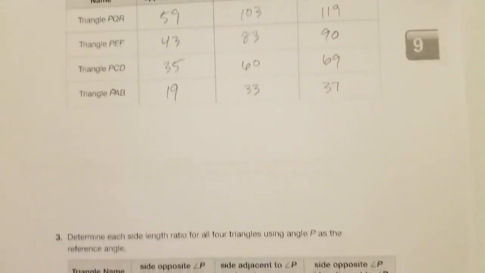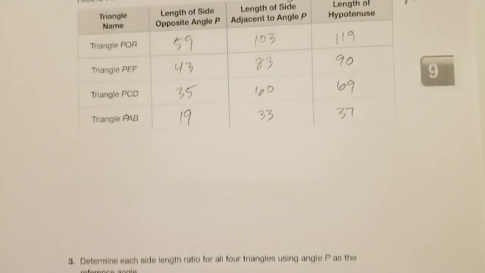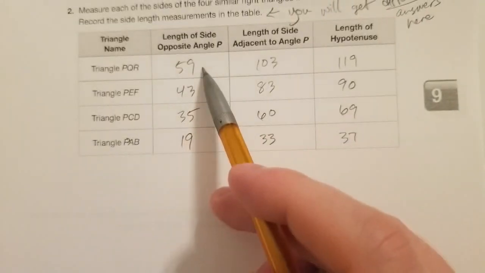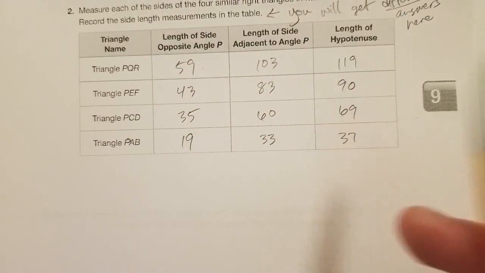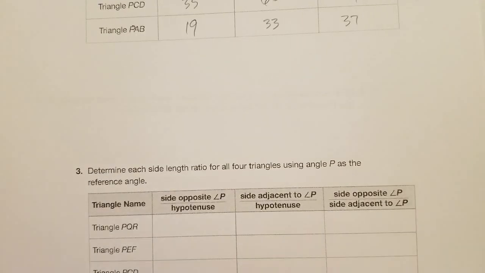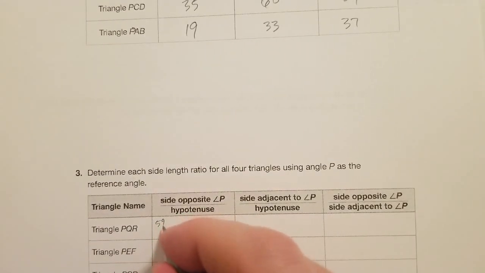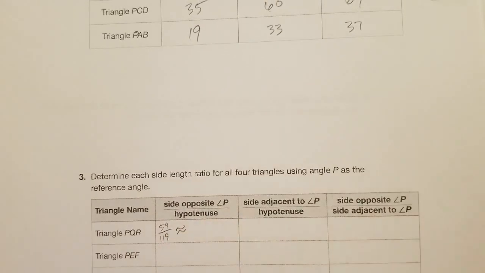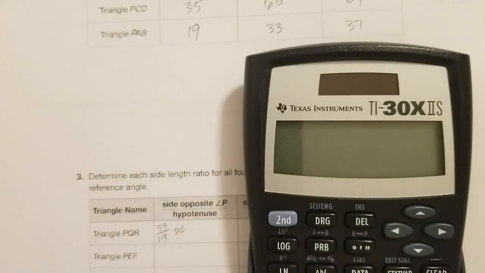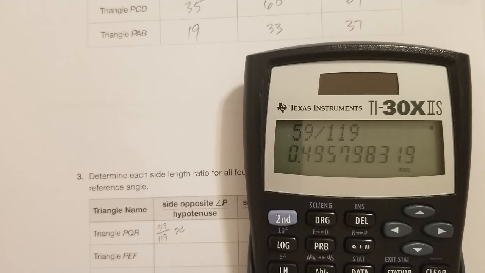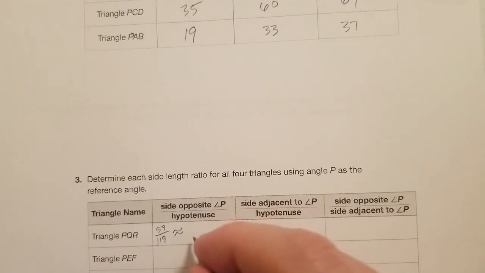Okay, so now I'm going to start dividing stuff. So I want to do the opposite divided by the hypotenuse. So I want to do 59 divided by 119. So let's do that on a calculator. And remember, you're getting different answers because you're plugging in different numbers, but the decimal that we get should be the same. So I'm getting 0.496.